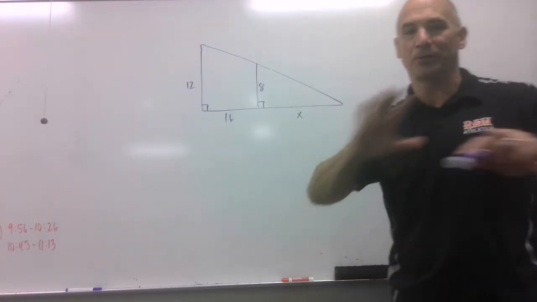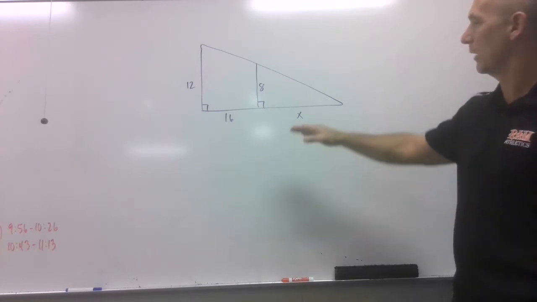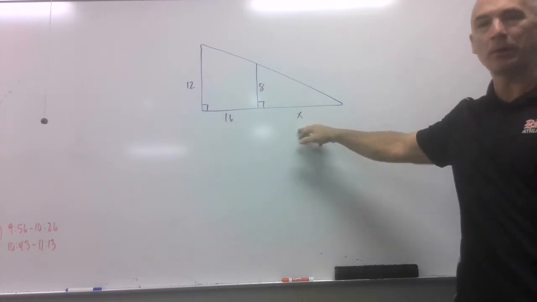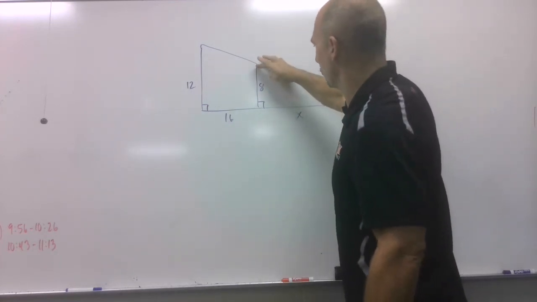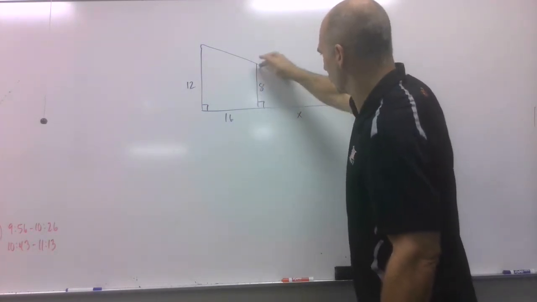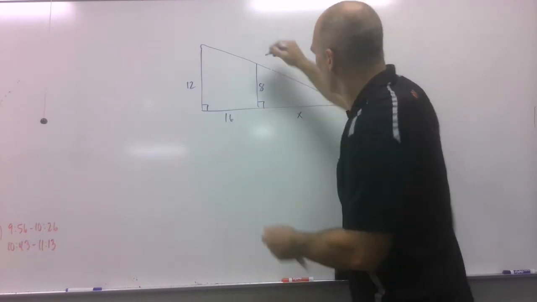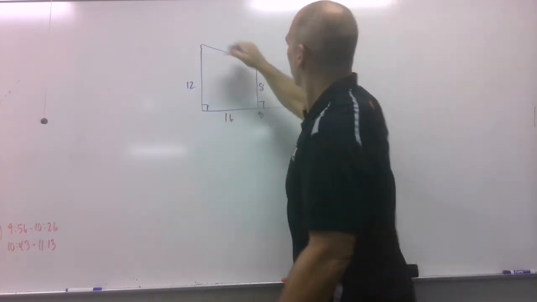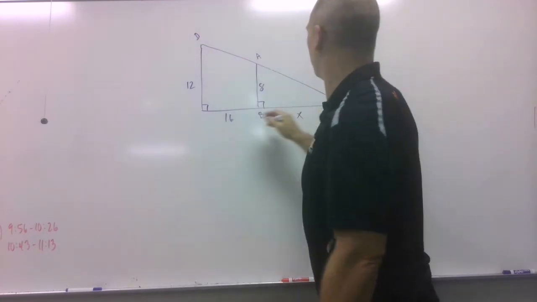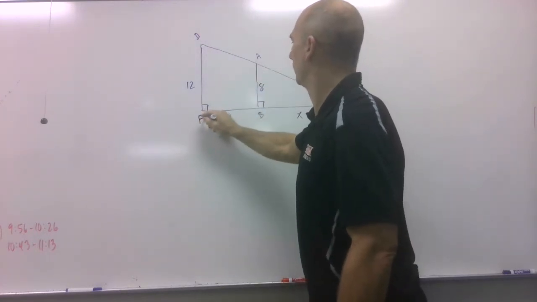Okay, so again, the author's just all over the place. And now the author wants us to remember one of our old geometry problems, and that is if we have a right triangle, we draw another right triangle within it. Triangle ABC is going to be similar to CDE.